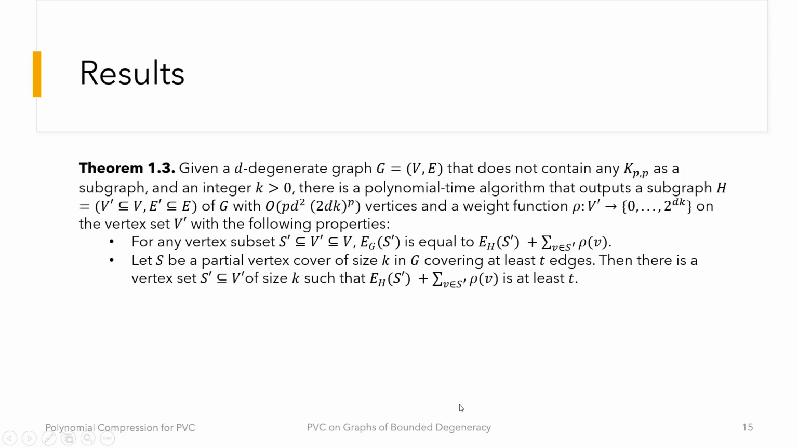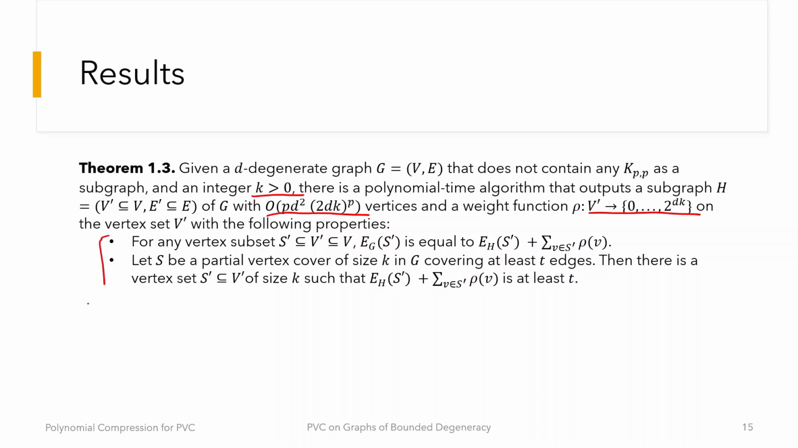So this is the main theorem of this part. It says given a D-degenerate graph G, which does not contain any K_{P,P}, a complete bipartite graph with partitions of size P, and also a number K, we can, in polynomial time, find a subset H of G with this many vertices, and H also has a weight on its vertices with these two properties.